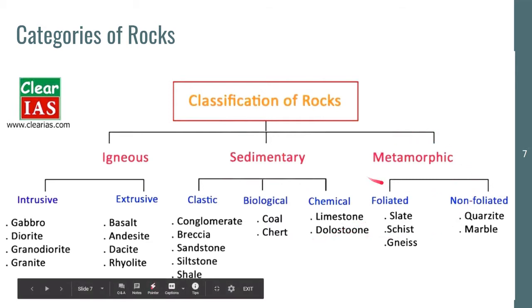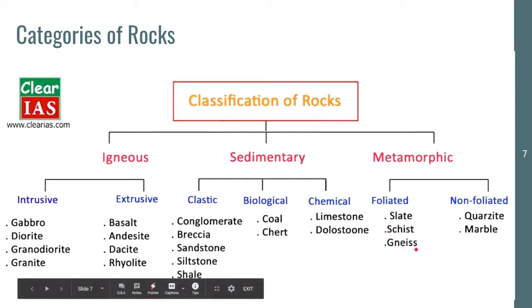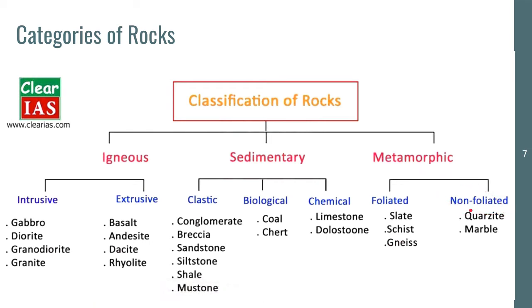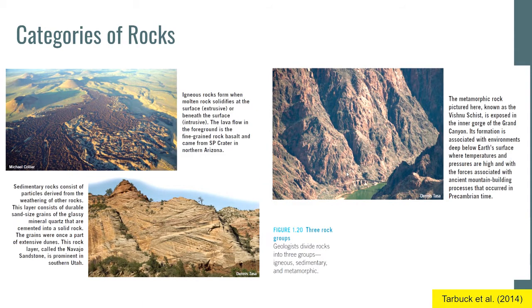Metamorphic rocks are formed by the changes brought by pressure and temperature of the earth. So you have your foliated or the layered metamorphic rocks. So you have your slate, schist, and gneiss. Well, the non-foliated or non-layered metamorphic rocks are your quartzites and marble. Geologists divide rocks into three groups: igneous, sedimentary, and metamorphic rocks.